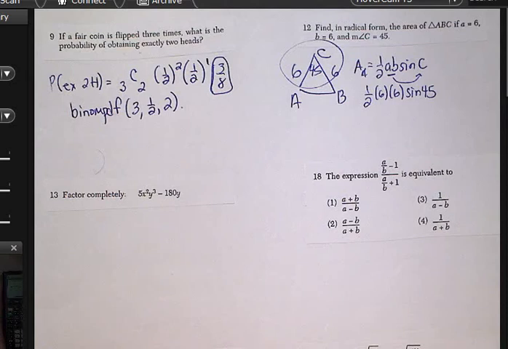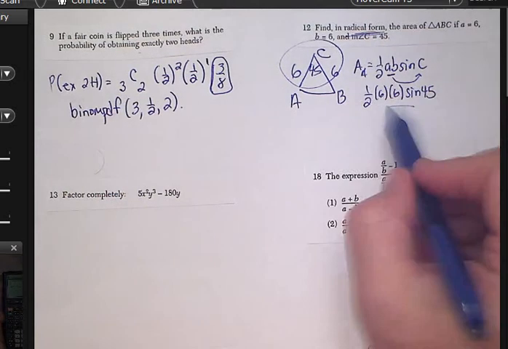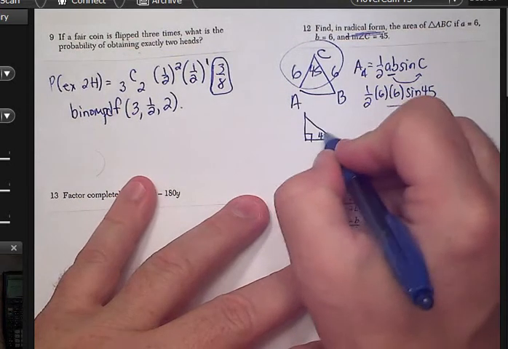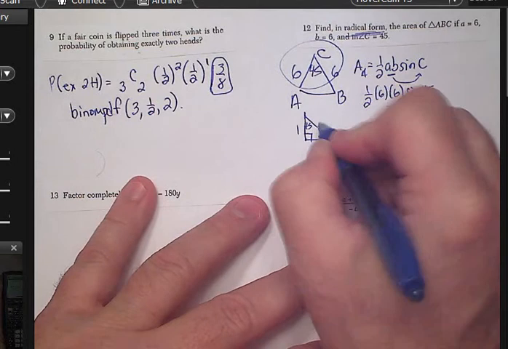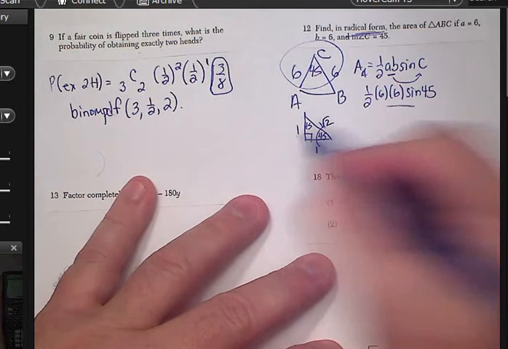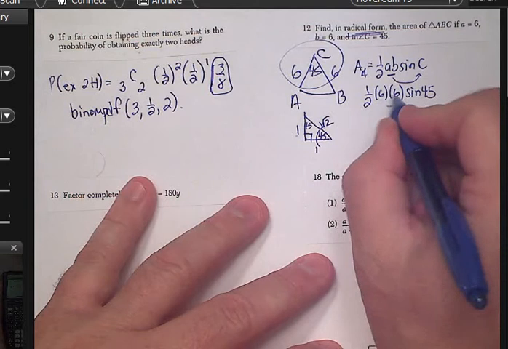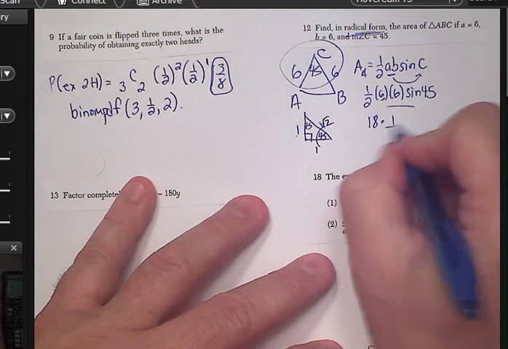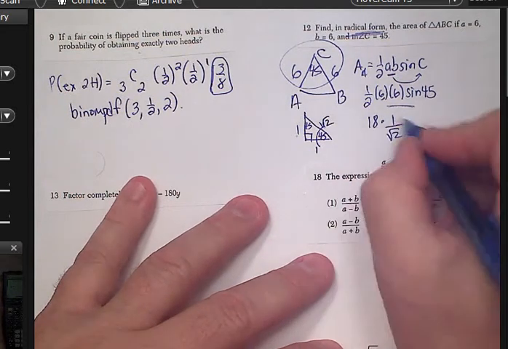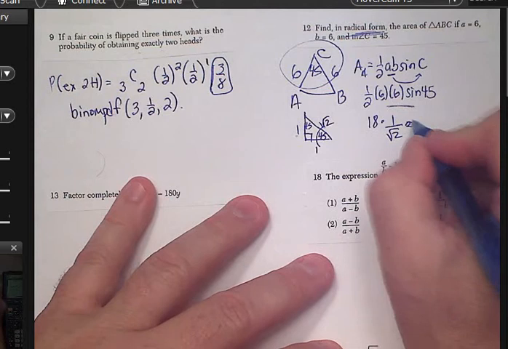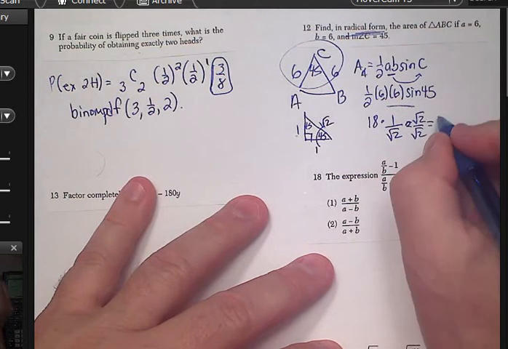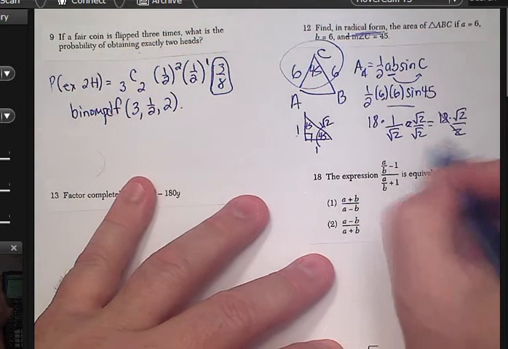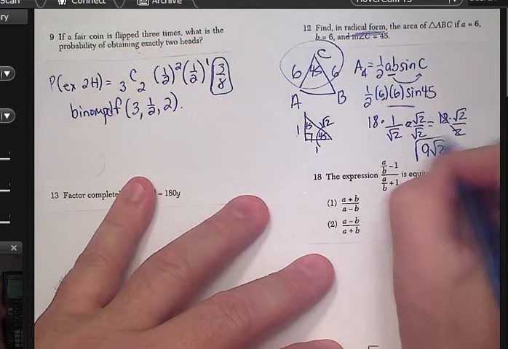Now, since they say in radical form, we don't want to plug this into the calculator. We want to know what the sine of 45 is. So you're going to have to remember that 45-45-90 right triangle. That's 1, 1, square root of 2. And sine of 45 is going to be opposite over hypotenuse. So we're going to have 36. 6 times 6 is 36. Half of that is going to be 18 times, and then we're going to get 1 over the square root of 2. And then we're going to have to simplify that by multiplying top and bottom by the square root of 2 over square root of 2. That's going to give me 18 times the square root of 2 over 2. These will cancel, and I'm left with 9 square roots of 2. That's the simplified radical form.